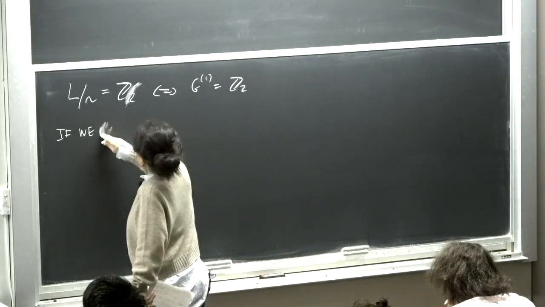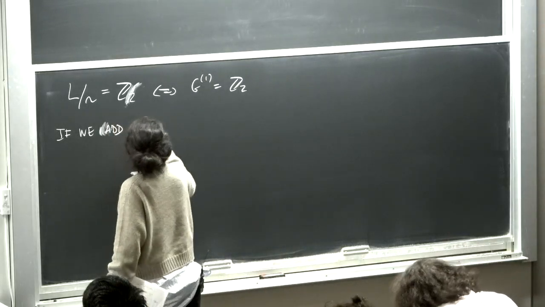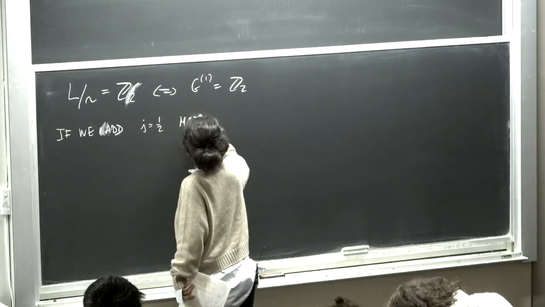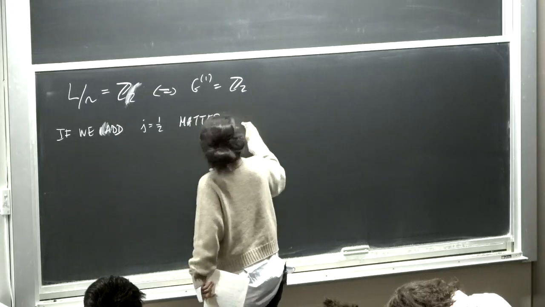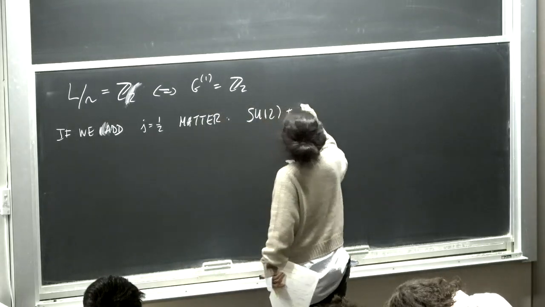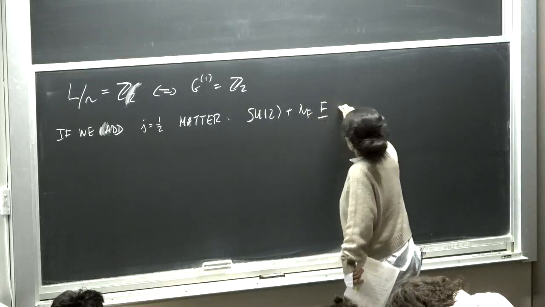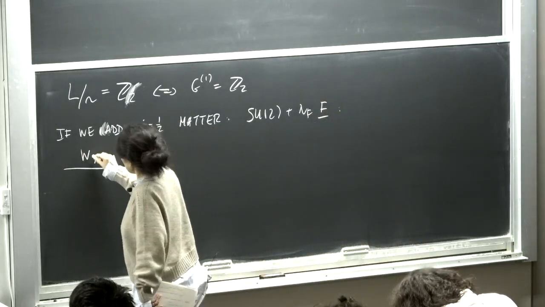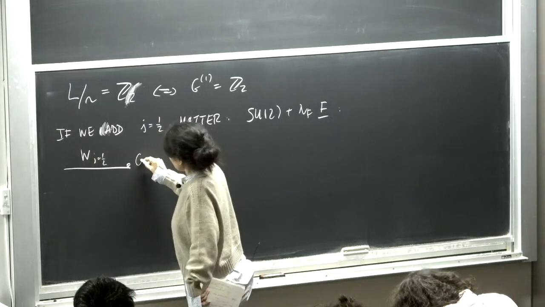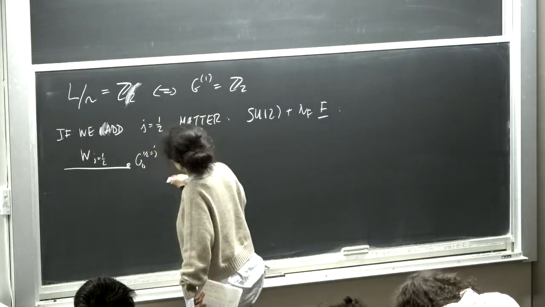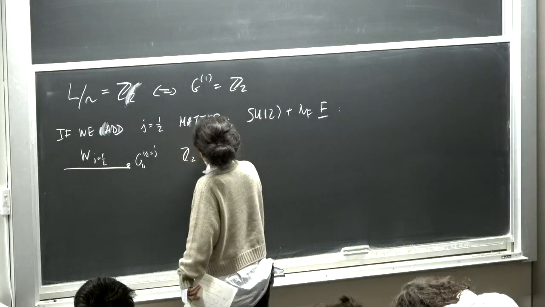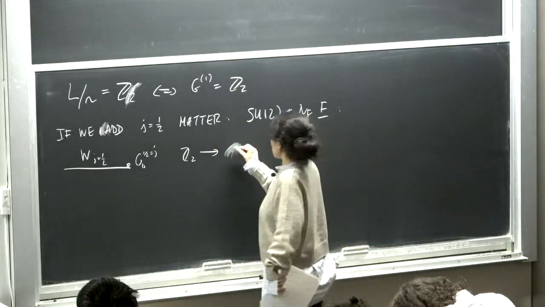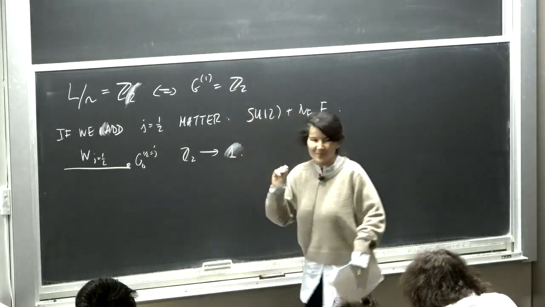So if we add it now, j equals 1/2 matter. So we have some SU(2) plus some number of fundamentals. Then, by this sort of argument, this line here, W j equals 1/2, also gets screened. And so Z2 is completely broken to nothing, actually the trivial group 1. Okay?